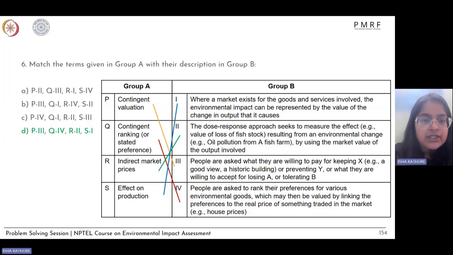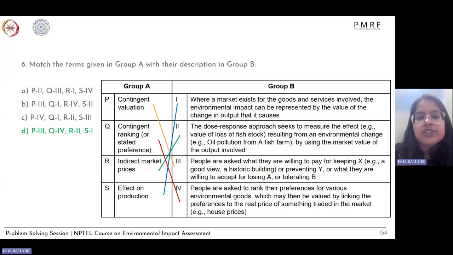Then contingent ranking or stated preference is people are asked to rank their preference for various environmental goods, which may then be valued by linking the preference to the real price or something traded in the market. Example, house prices. So Q matches with 4. Then indirect market prices are the dose response approach to seek to measure the effect, that is the value of loss of fish stock resulting from an environmental change, that is oil pollution from a fish farm, by using the market value of the output involved. So R matches with 2.